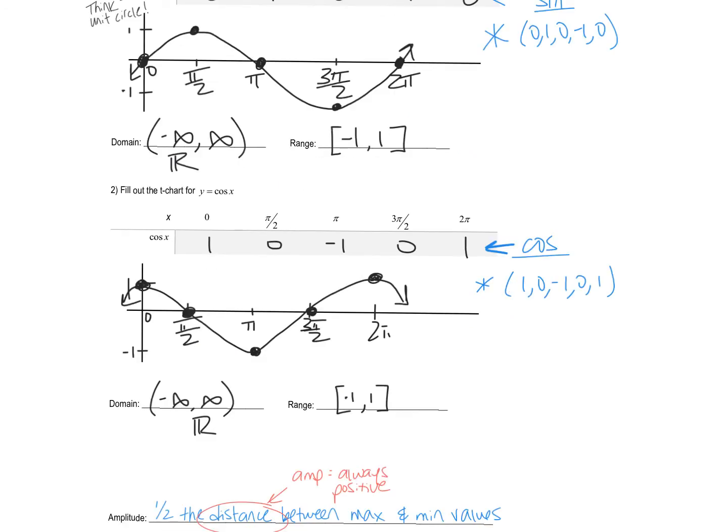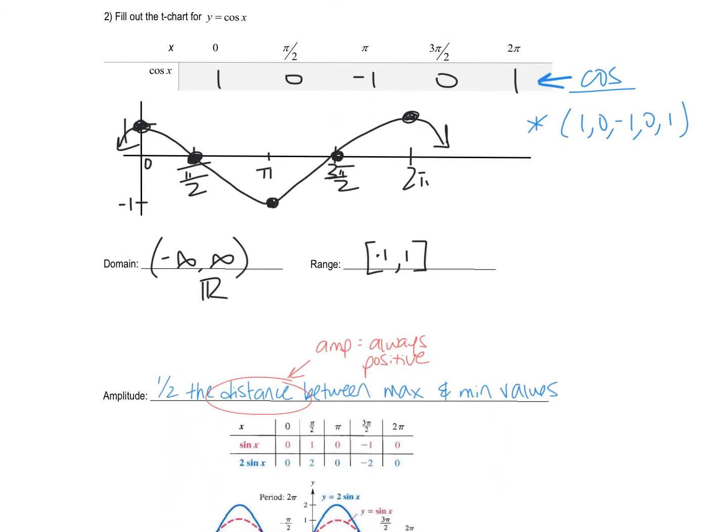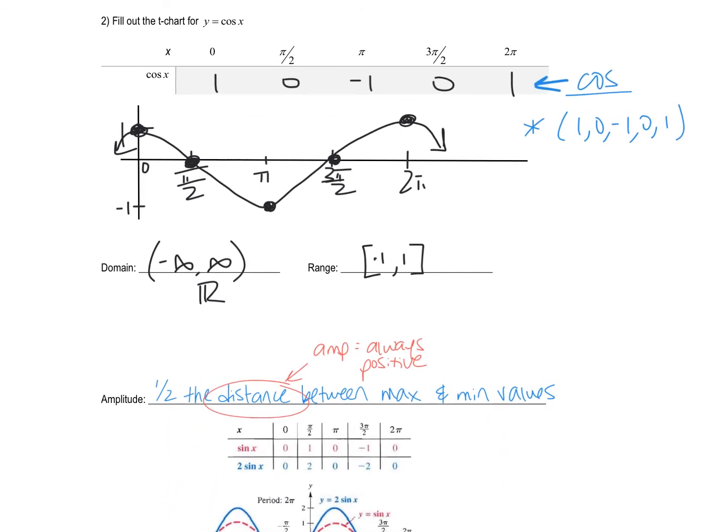Okay, so we have this new vocab word that I want to introduce, and it's called amplitude. The amplitude is defined as half the distance between the max and min values. I'm going to look at this cosine graph here since I can look at both screens at once. Copy that definition down and keep in mind that since amplitude is a distance, the amplitude is always positive. I'll touch back on that in a second when we get to an example. But the amplitude for this cosine graph, so here's my maximum value.